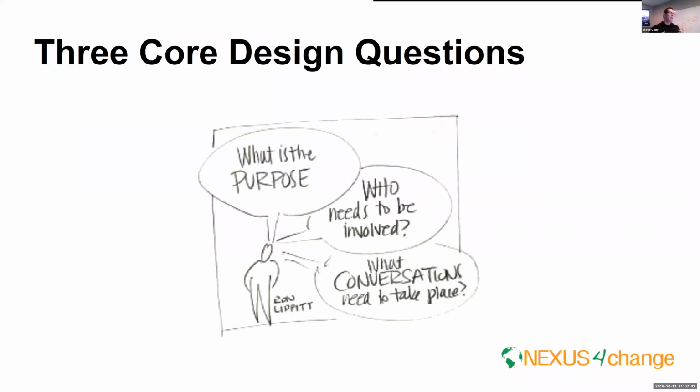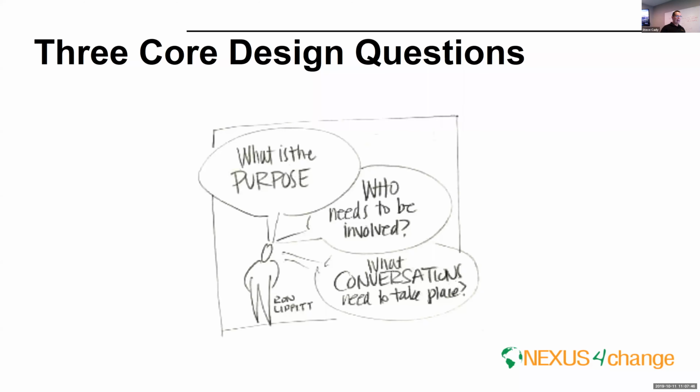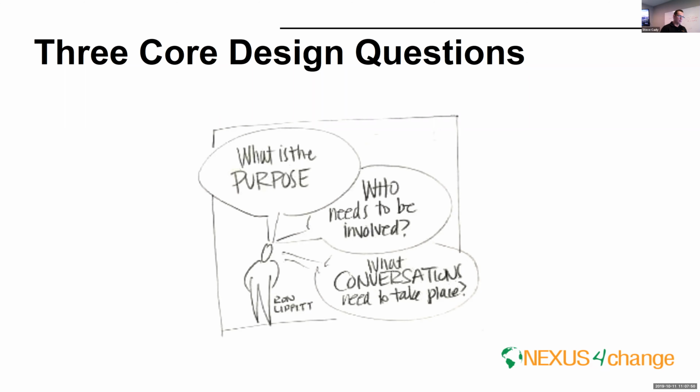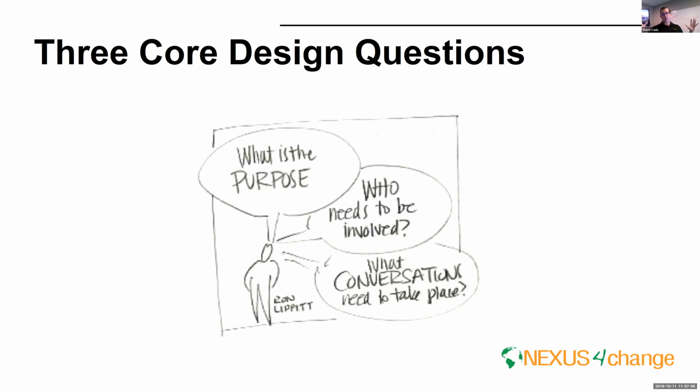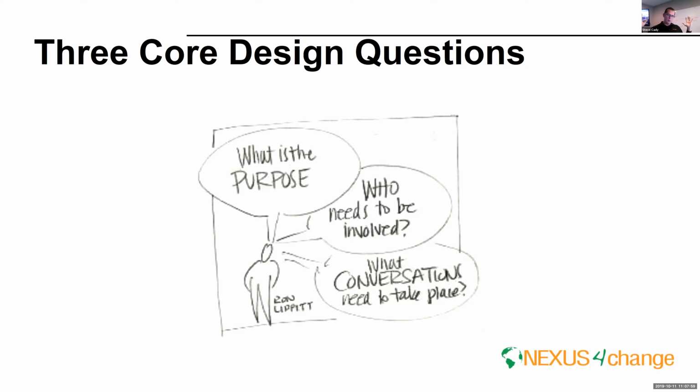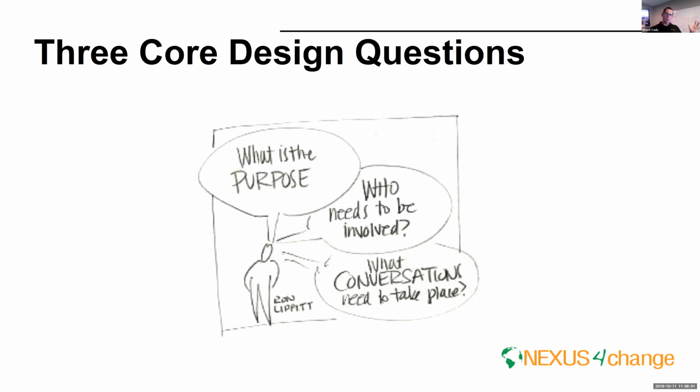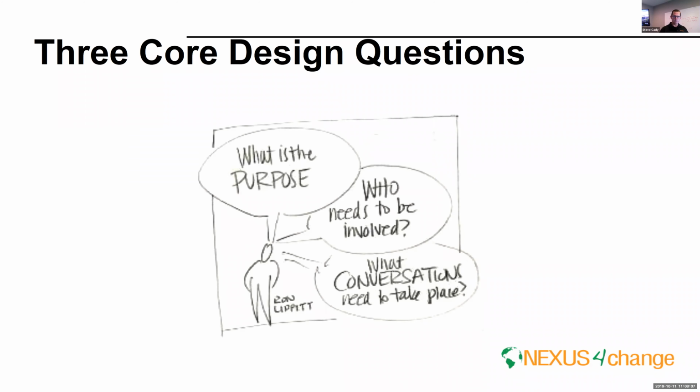Ron Lippitt worked with Kurt Lewin back in the day of behavioral sciences and the founding of the field of OD, organizational development and change. And Ron Lippitt would often say, 3 questions before you get people together, before you take off on an initiative with a group of people. What is the purpose? Who needs to be involved? And what conversations need to take place?